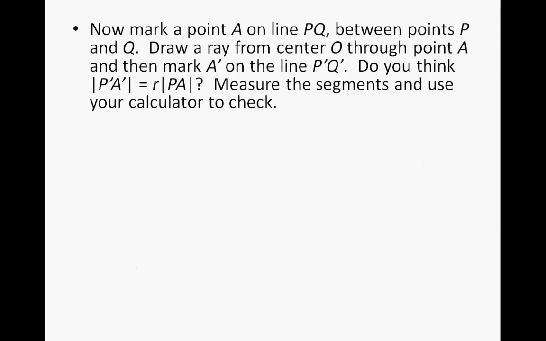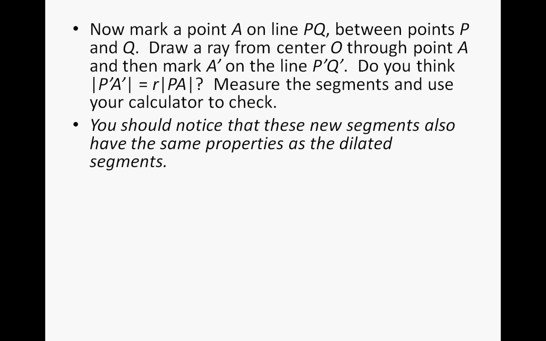So now mark a point A on line PQ between points P and Q. Draw a ray from center O through point A, and then mark A prime on the line P prime Q prime. Do you think the length of P prime A prime is going to be equal to the length of PA times the scale factor? Measure the segments and then check them with your calculator. So you should notice that these new segments also have the same properties as the dilated segments.